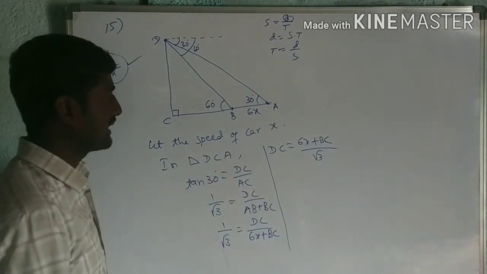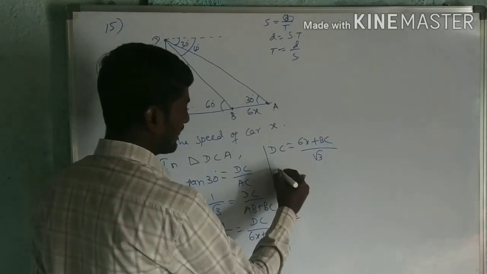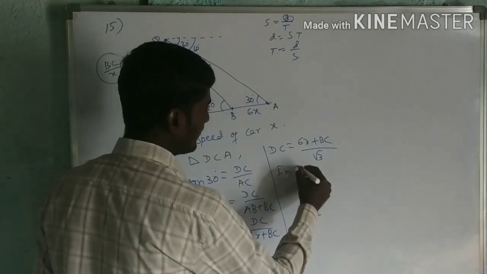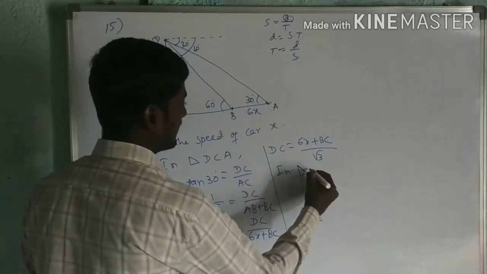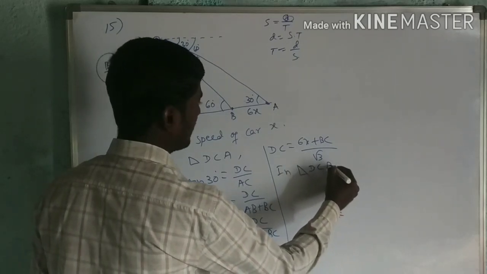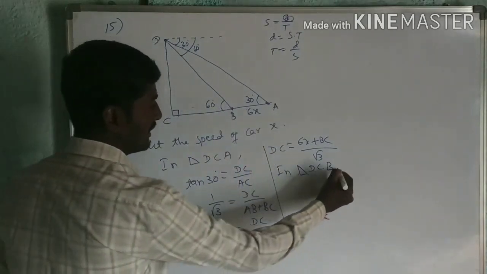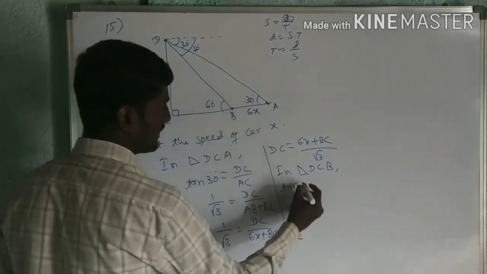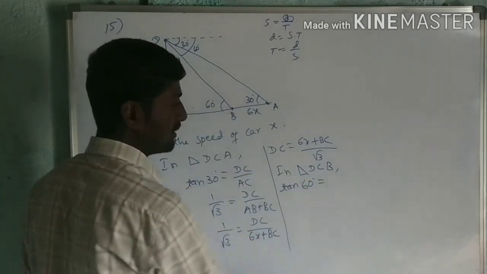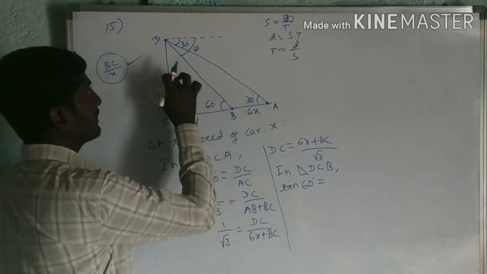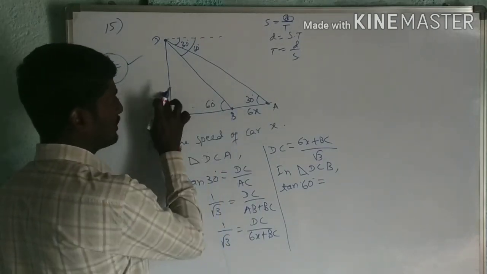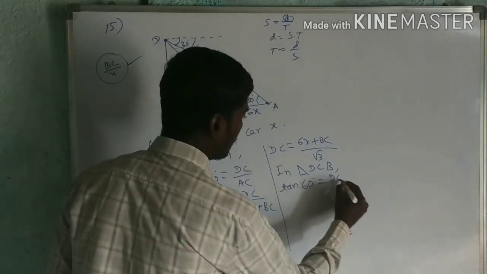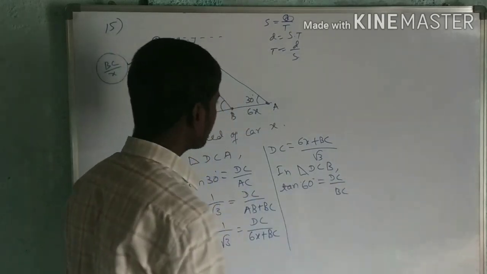Then I will go for another right angle triangle. In right angle triangle DCB, now I will apply tan 60 degree. Tan 60 degree is nothing but opposite by adjacent, DC divided by BC.